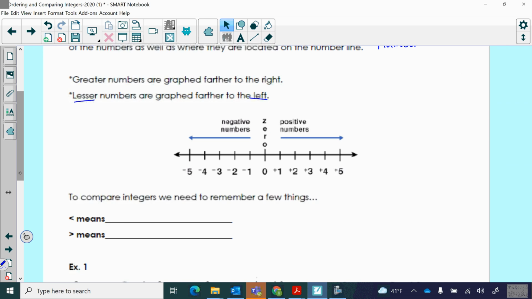Okay. To compare integers, there's a couple of things that we can do. Okay? Really important. What does this sign, this symbol mean?